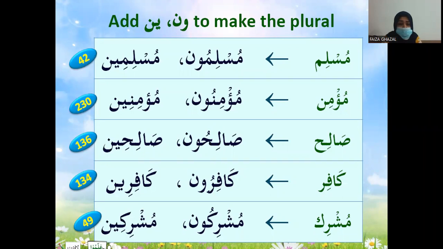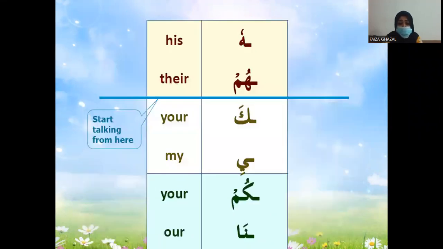Assalamu alaikum. Wa alaikum assalam wa rahmatullahi wa barakatuh. Muslim, Muslimun, Muslimin. Mu'min, Mu'minun, Mu'minin. Salih, Salihun, Salihin. Kafir, Kafirun, Kafirin. Mushrik, Mushrikun, Mushrikin. Perfect. Subhanallah, mashallah. Thank you, sister, jazakallah. We'll go to the next slide now.